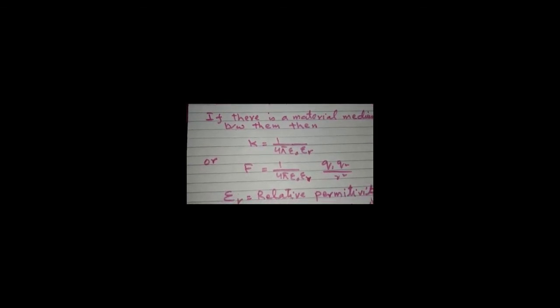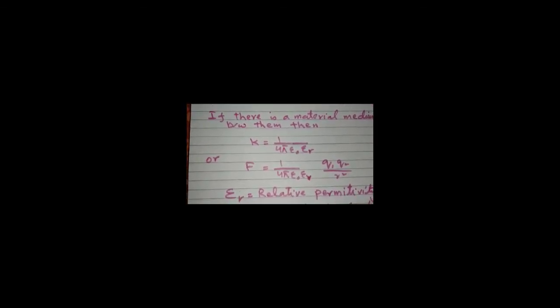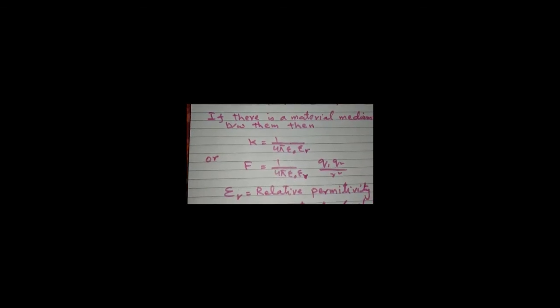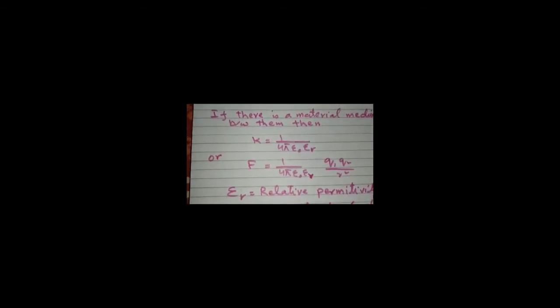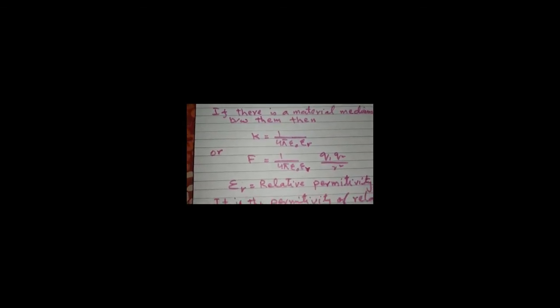Then the equation is F equal to 1 over 4 pi epsilon naught epsilon r Q1 Q2 over r square. It means the force will depend on the material medium. If a material medium is introduced, then the value of the force will change. It will increase or decrease, depending on the relative permittivity of that material medium.